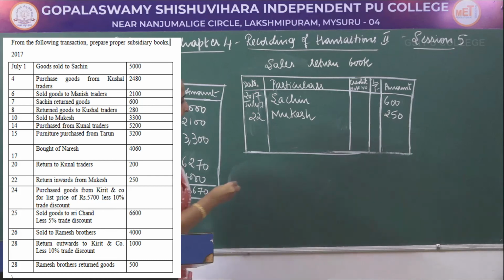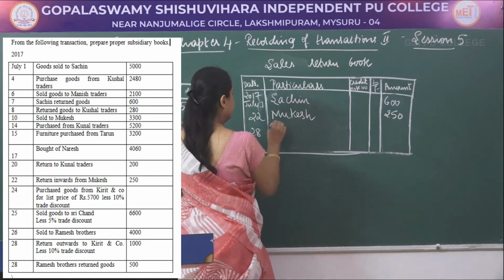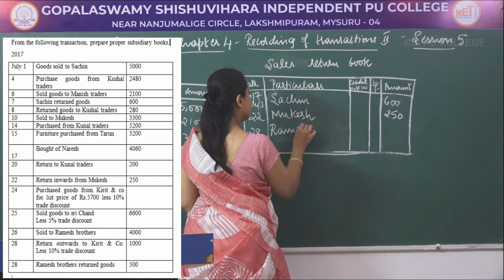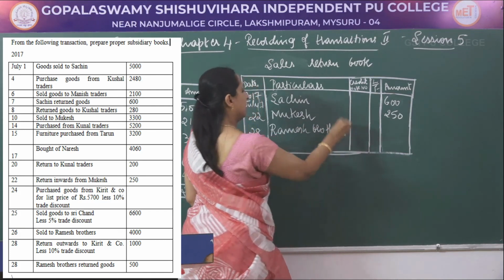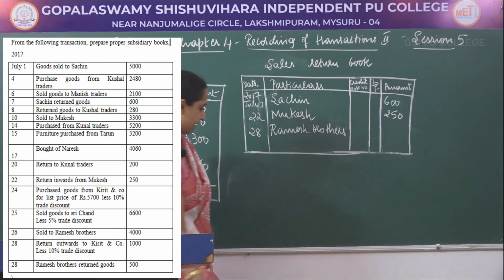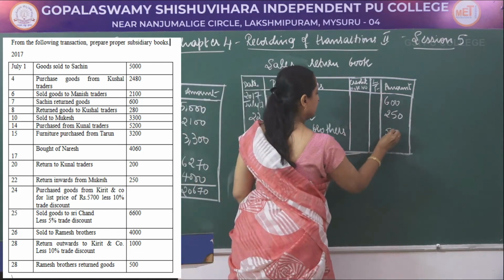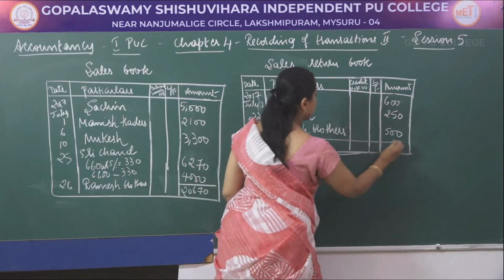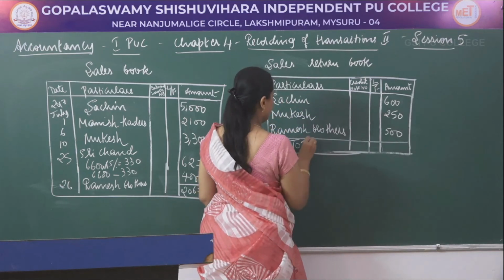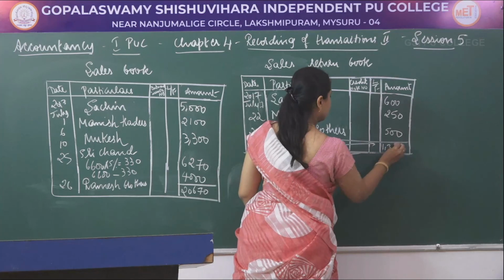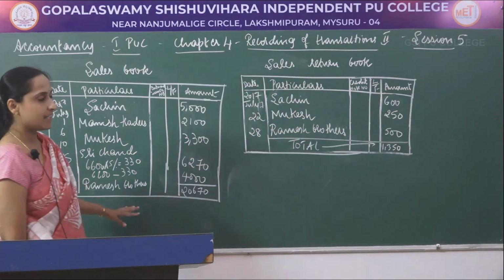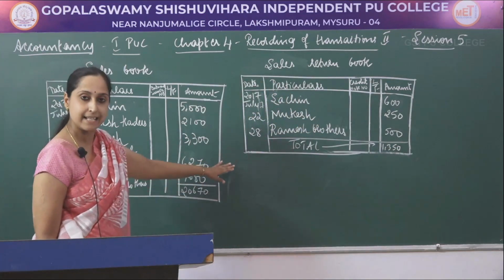And on 28th, Ramesh Brothers returned goods worth rupees 500. So these are the transactions related to the sales return book. If I total this, I get 1,350. So this is the sales book and sales return book.